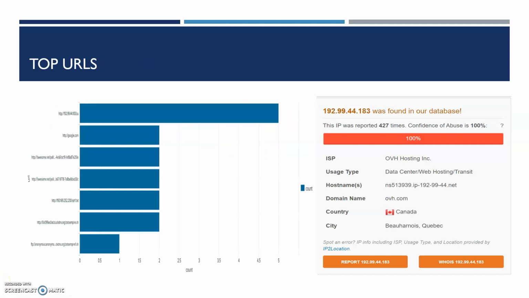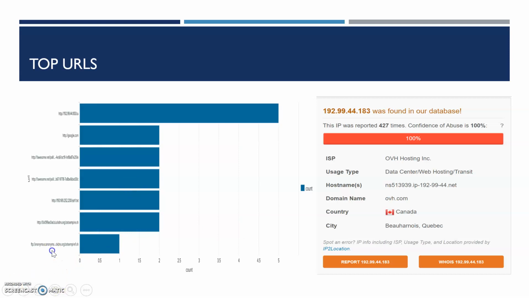So moving on to the top URLs used. As you can see here, the top URL used by an attacker was an IP address, 192.99.44.183. I also looked this up on the AbuseIPDB website, which tells you if an IP has been reported for malicious activities. With a 100% abuse rate, yes, this IP was reported 427 times. Again, a suspicious IP which was reported.